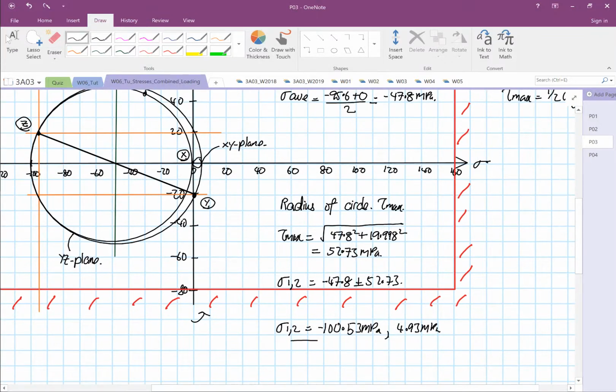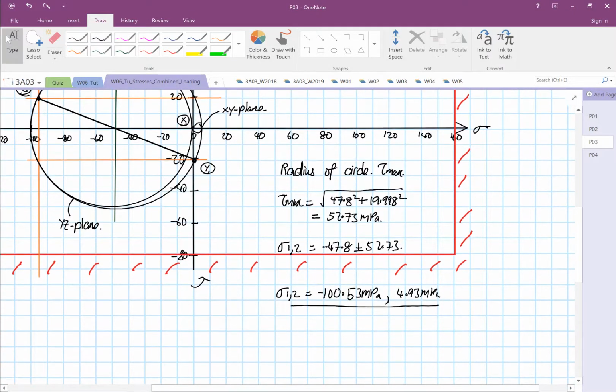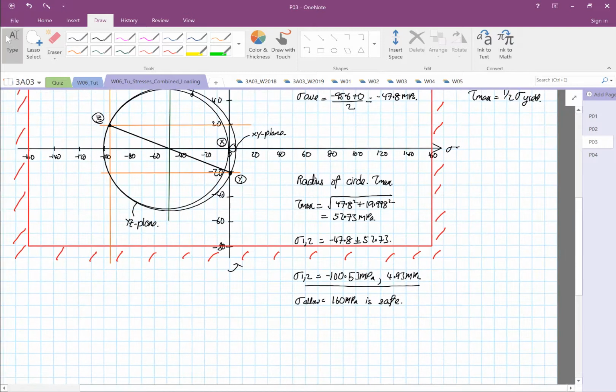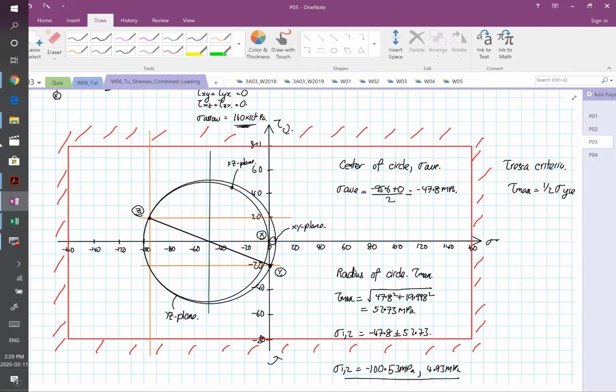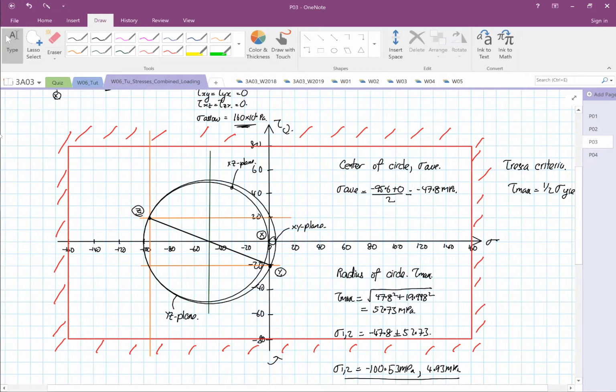But anyway, you found that stress 1 and 2 are minus 100.53 and 4.93. So the stress allowable of 160 megapascal is safe. Okay, so that's all we have for now. There's a lot of content in here, so some of how to get principal stress you have to know. The 3D Mohr's circle I'll teach more later on. Thank you.